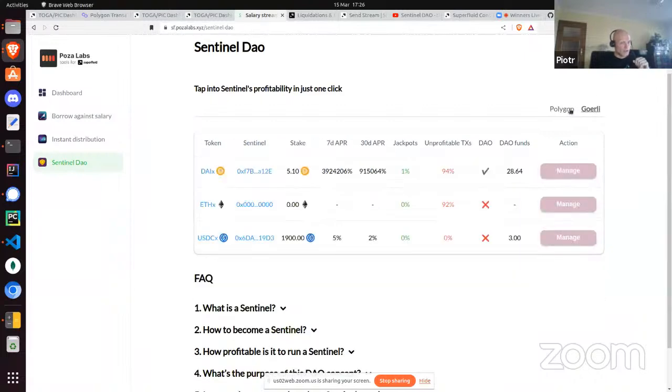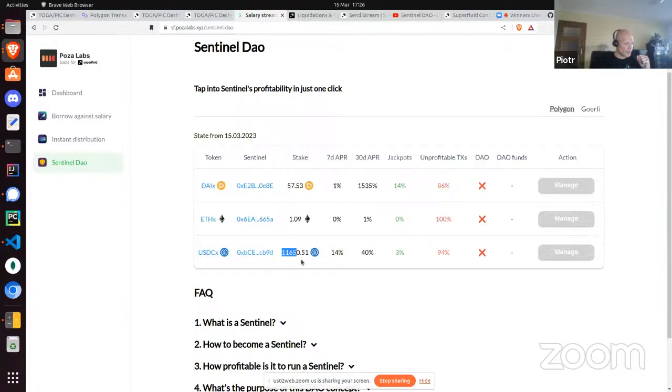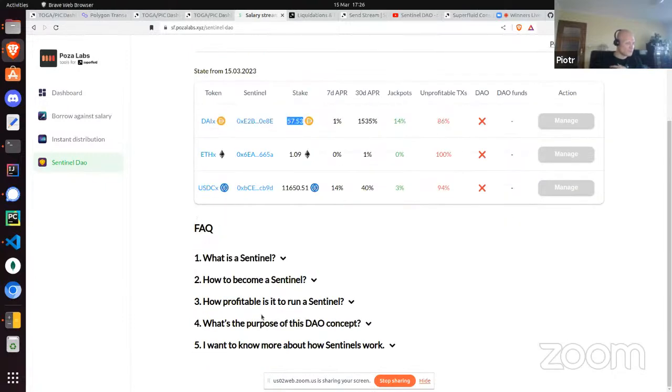We've also made a similar table for Polygon. Yeah, exactly. So you can see that the 7-day APR and 30-day APR are a lot more sensible for the USDC token, and that those for, for example, ETH or DAI are kind of weird, and especially for DAI. The reason for that is because the stake is so minuscule.